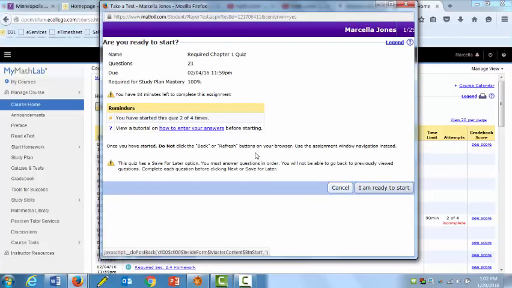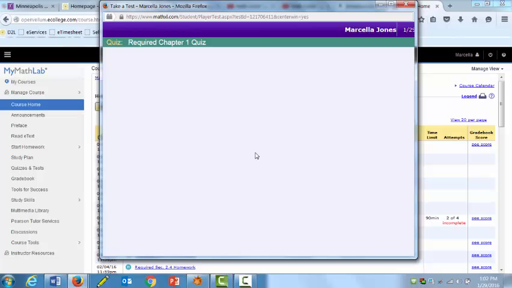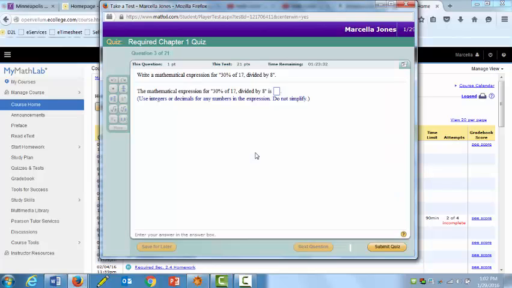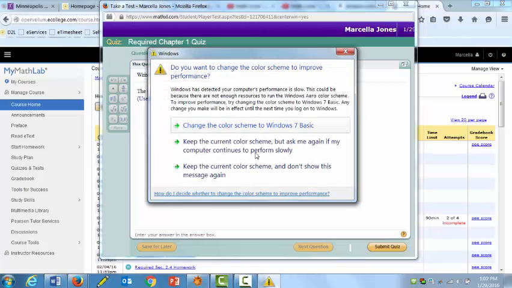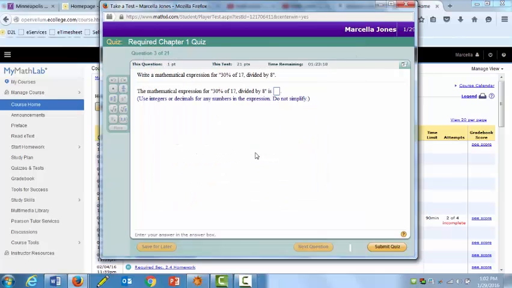I tell it I'm ready to start. And the thing I want you to notice is that now it's taken me to the third problem. I cannot see the first and second problem again. What I see is the next problem. So I'm not able to see any problem that I've already seen. Notice how my time picked up where it left off, and the clock is still ticking.